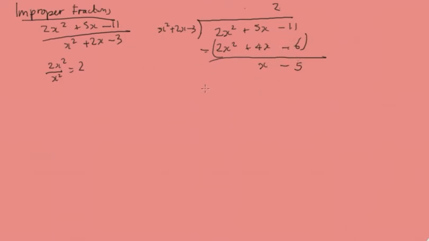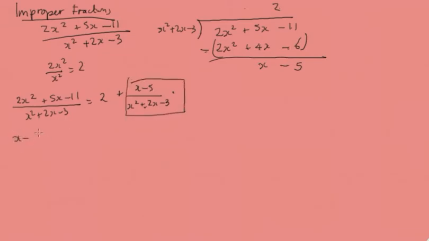Now we can't go any further, so our improper fraction has become 1 plus our remainder, over x squared plus 2x minus 3. Now we're going to factorize this. So we're going to deal with just this part now, and we will factorize this quadratic. That becomes (x plus 3)(x minus 1).